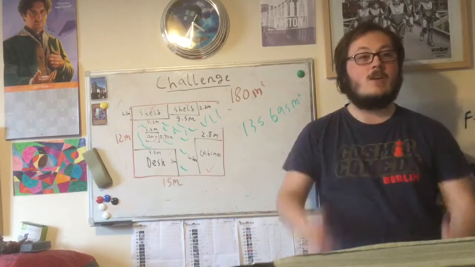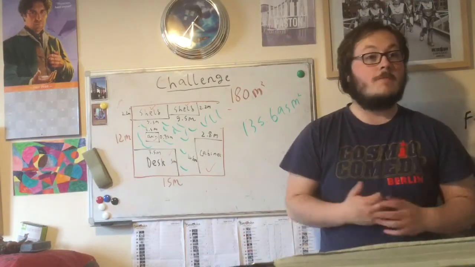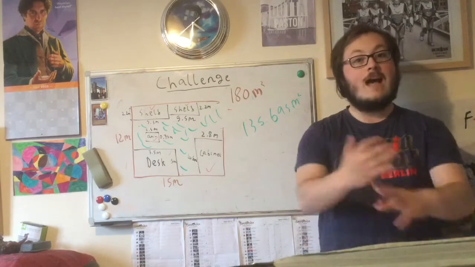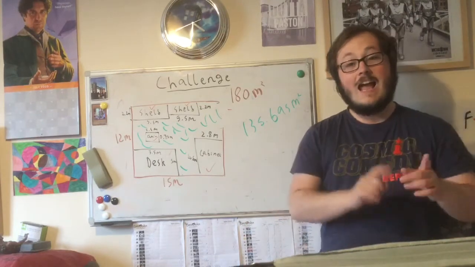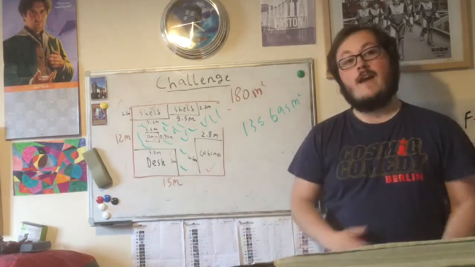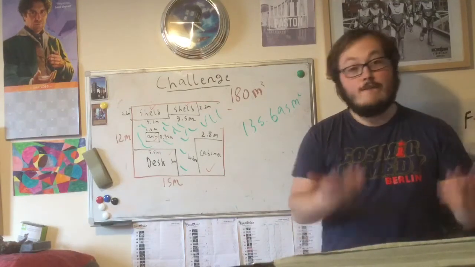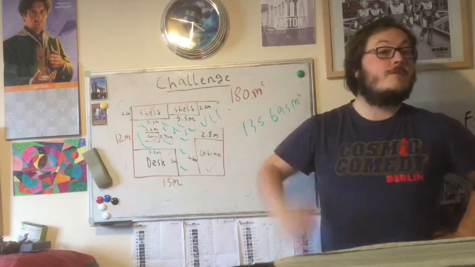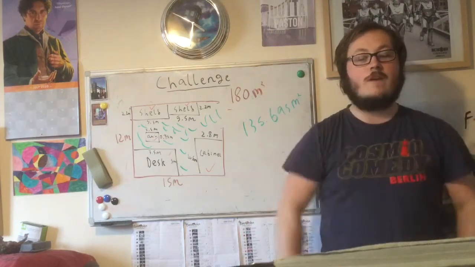Absolutely fantastic. What you've done today is you've not only done multiplying decimals together, you've also added and subtracted decimals, and you've also used the rules of area to work out the answer. Fantastic work. And that's our fourth challenge for this week, ticked off and done.